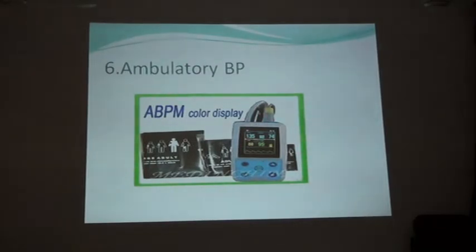So you have to use ambulatory BP, like ambulatory ECG. Ambulatory BP is an instrument through which you can record the hourly BP for 24 hours: at which time it was down, at which time it was up. This is available with us, and we are doing it for those patients who have highly fluctuating BP. It is a computerized one.